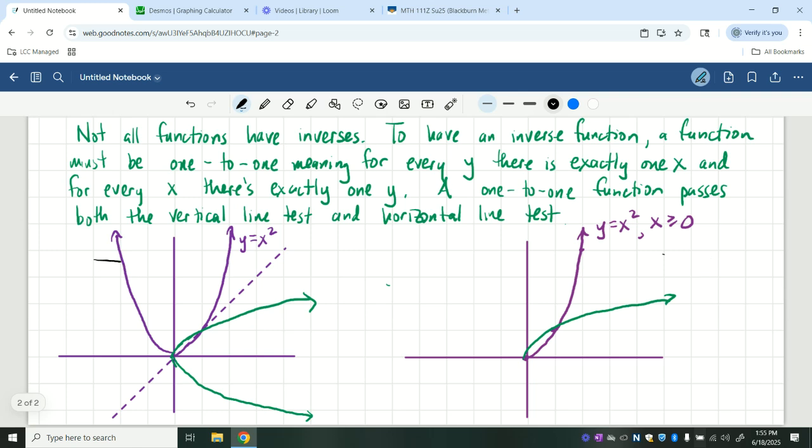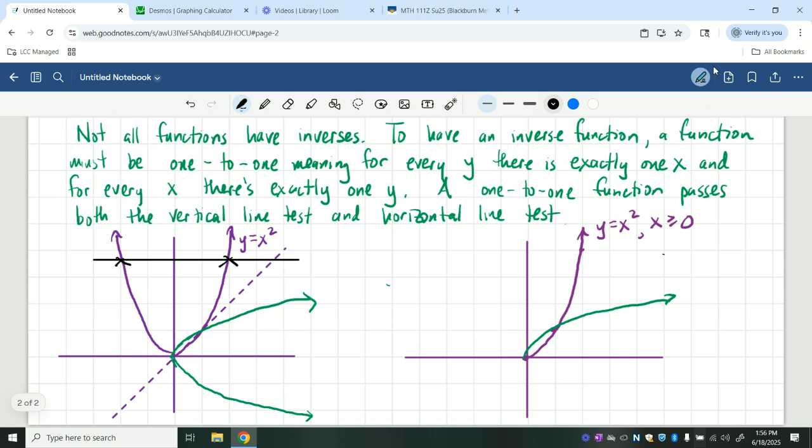But if I did this one horizontally, that one fails that horizontal line test. It hits that graph more than once. So the parabola as it is, y equals x squared, does not have an inverse. But if I just did half of the parabola, in other words, y equals x squared with x bigger than or equal to 0, then all of a sudden it does have an inverse. Okay? A couple more examples and we'll be done.